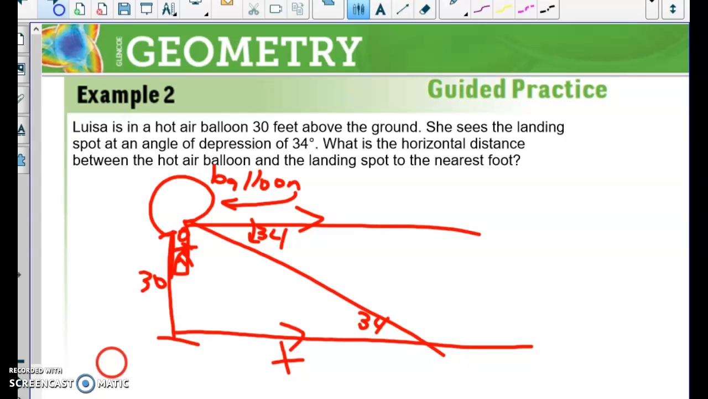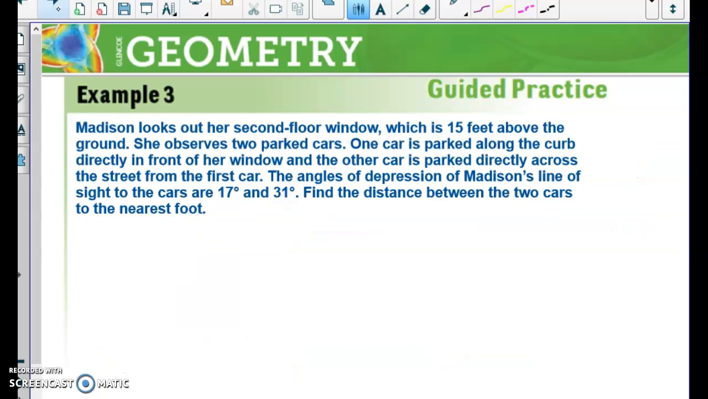So I'm going to, again, use the tangent of 34 is equal to the opposite over the adjacent. And so I get 30 divided by the tangent of 34. And I get that my x is equal to 44 feet to the nearest foot. Hopefully you're getting these answers.